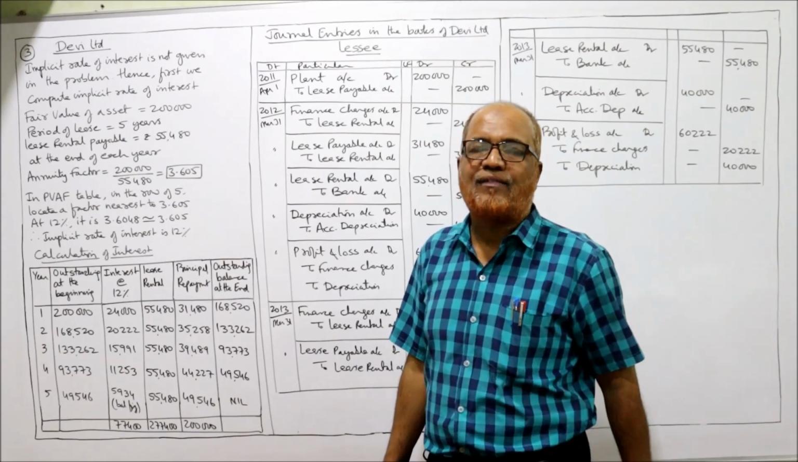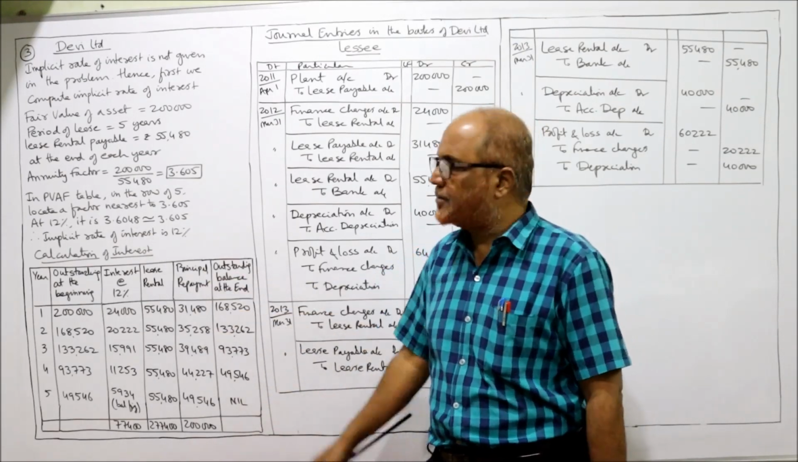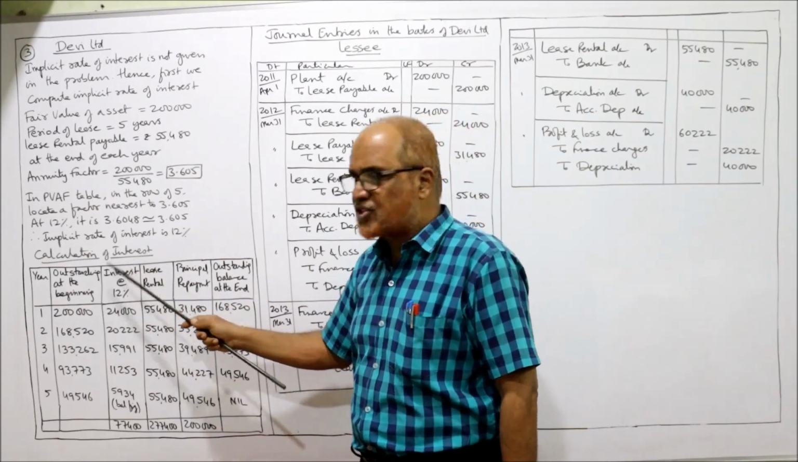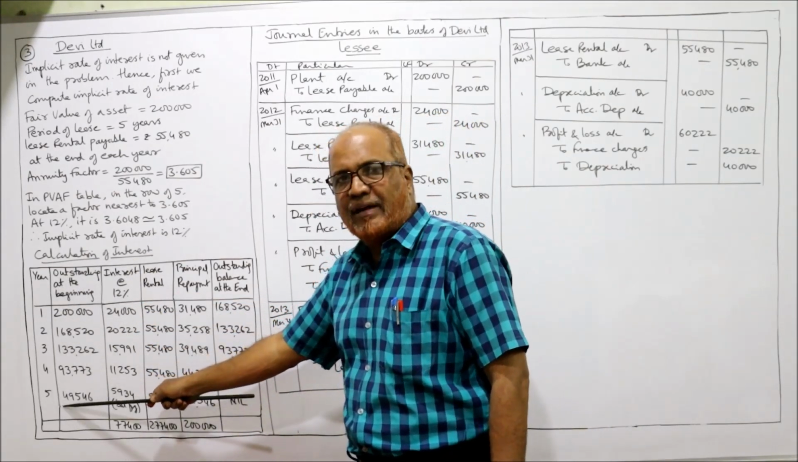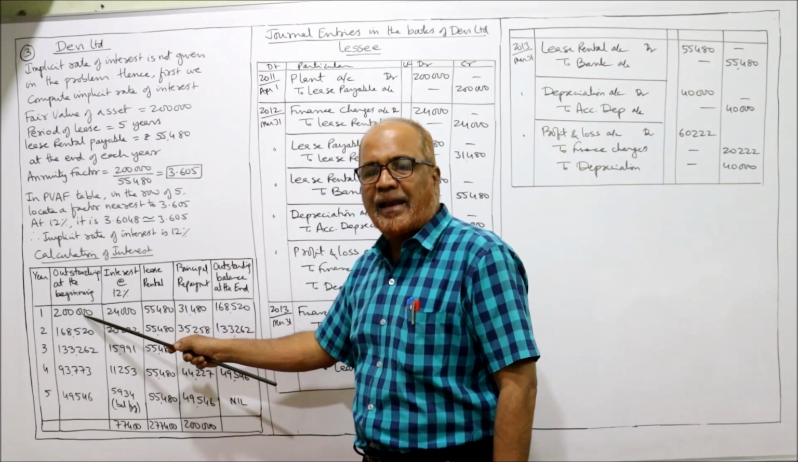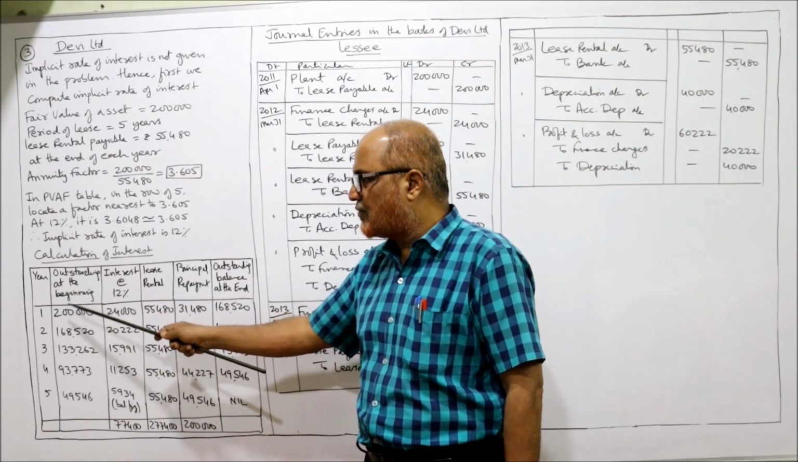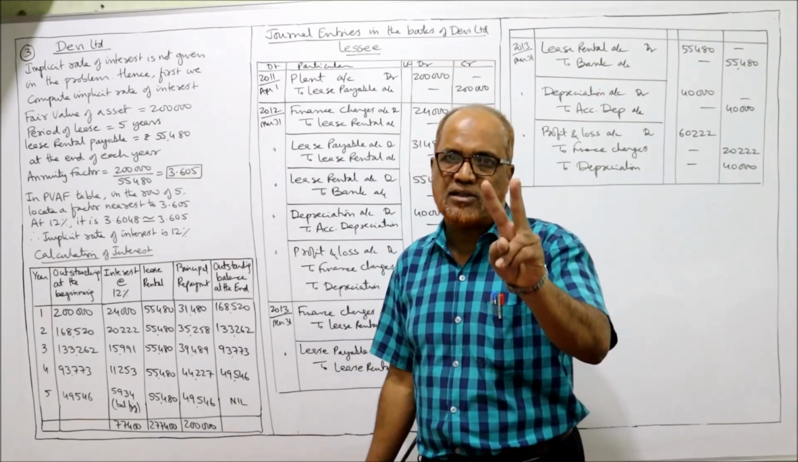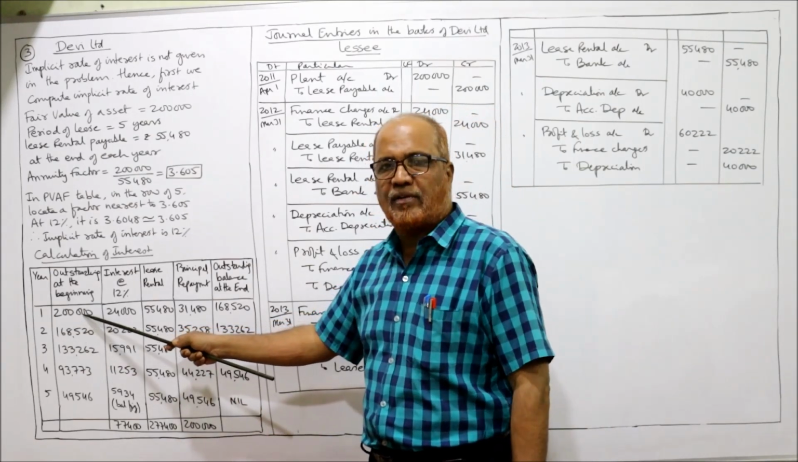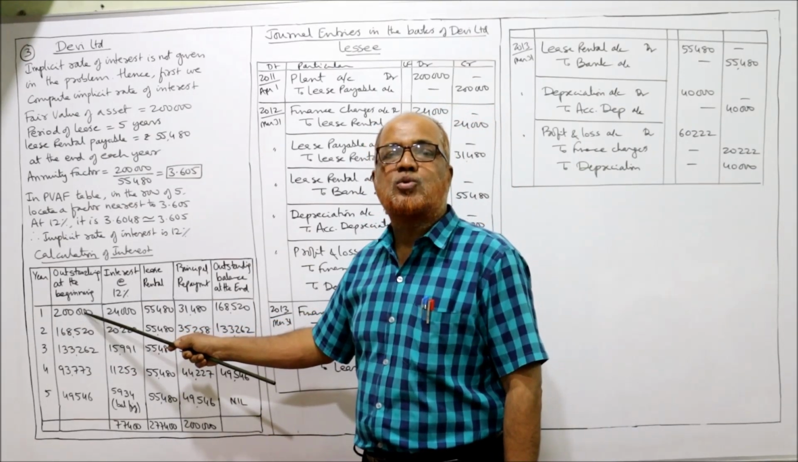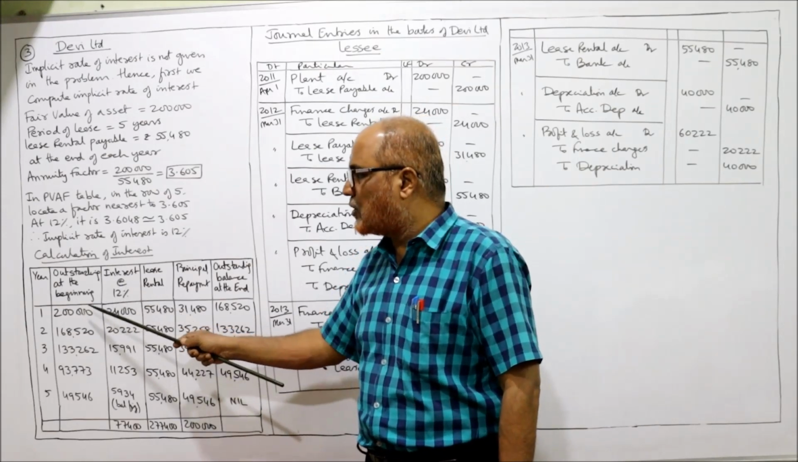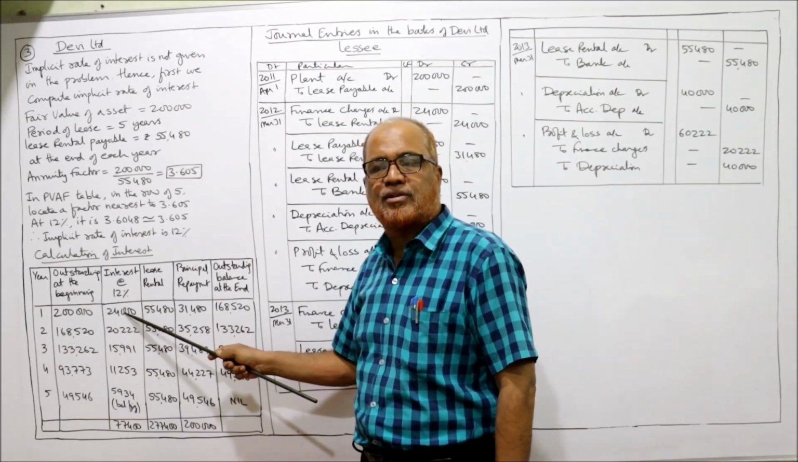Now we calculate the finance charges at 12%. Calculation of interest: years 1, 2, 3, 4, 5, 5 years. Outstanding balance at the beginning of the year, then interest at the rate of 12%. First of all, what is the fair value of the asset? 2 lakh rupees is the fair value. First year interest 12%. So 12% of 2 lakh, 24,000 is the interest.